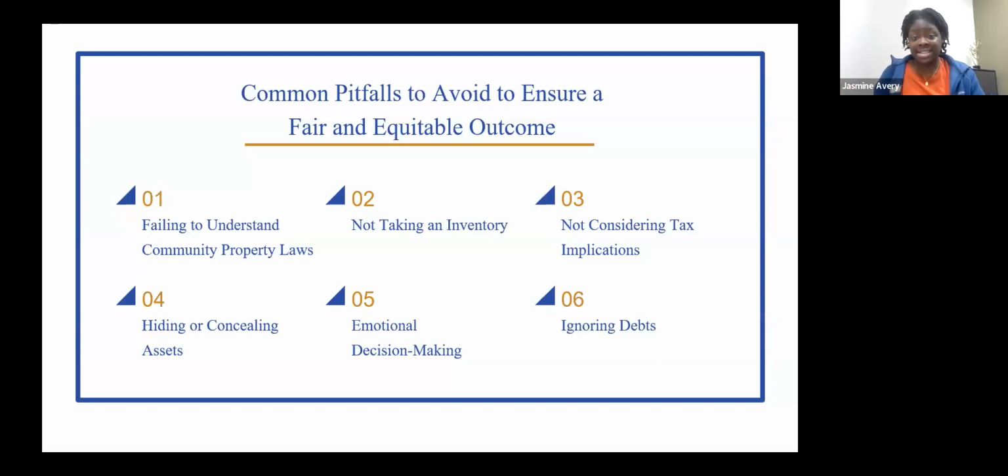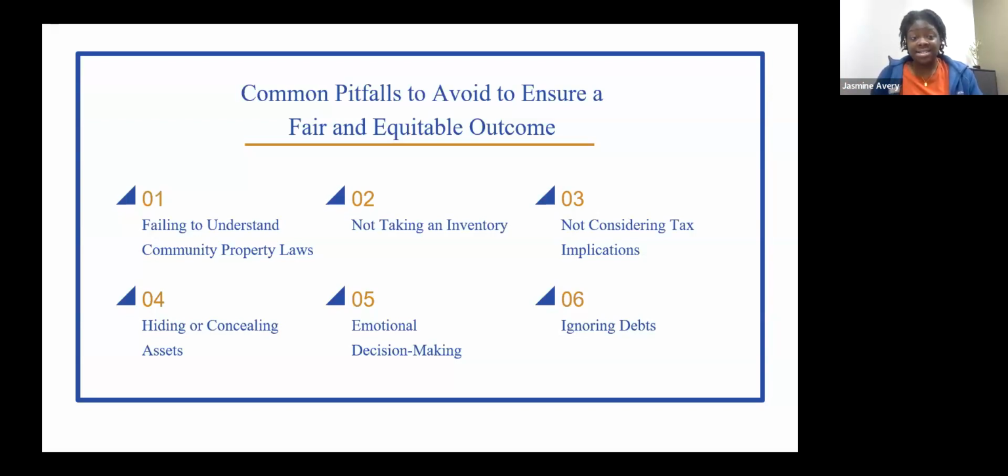Not considering tax implications is also a common pitfall. Like I said, family law attorneys are not tax attorneys. And so you cannot solely rely on our advice for, how will me taking out this retirement affect me in the long run if I take it out now prior to reaching retirement age? Or how will this affect me if I don't require my spouse to refinance the home now? Tax-wise, we cannot give you advice on that.